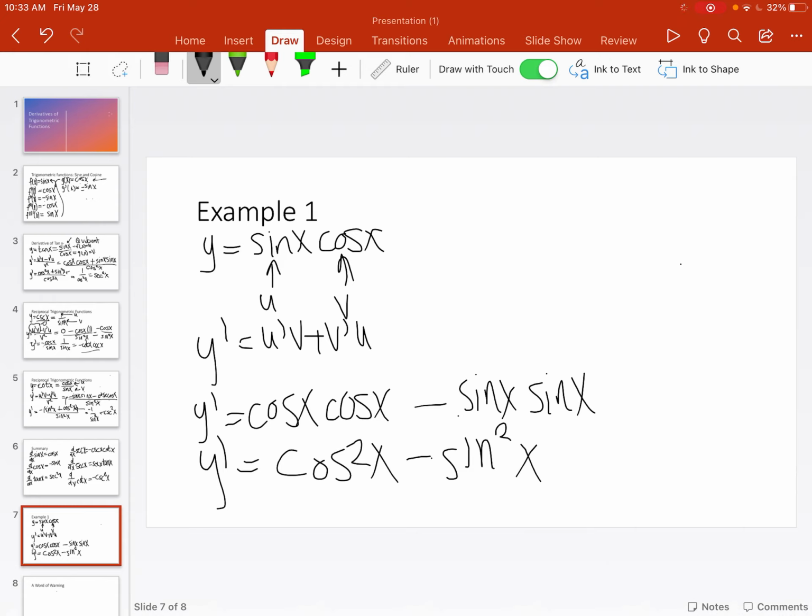We don't have to simplify this. You can by using an identity. Not off the top of my head, I think this is cosine 2x, but I'm not sure, so don't take my word for that.